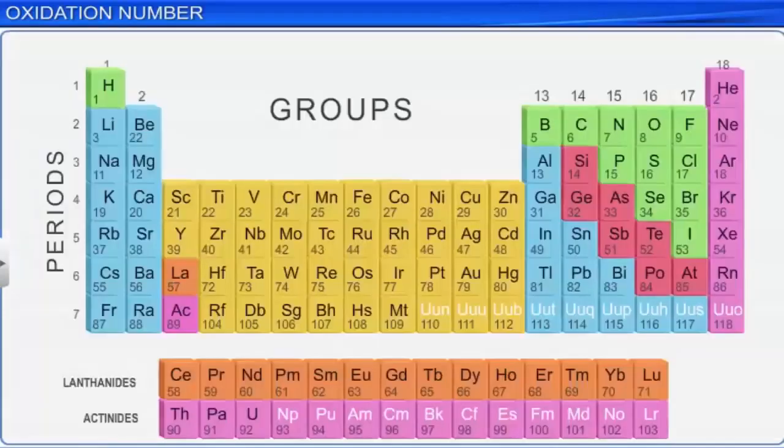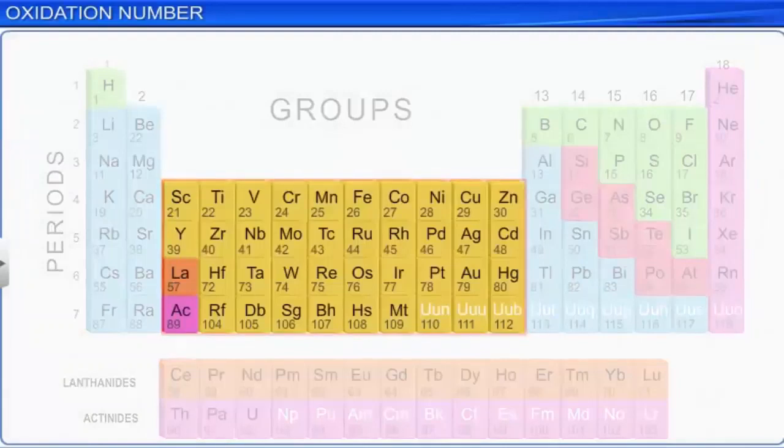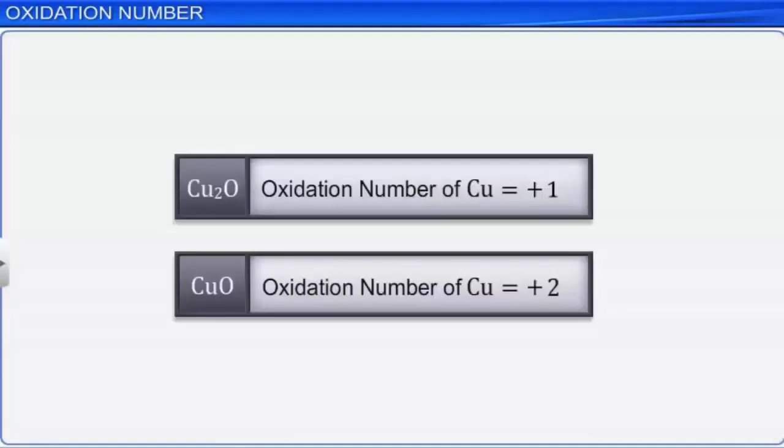We learnt that certain elements exhibit more than one oxidation number. For example, the oxidation number of copper in Cu2O is +1, while the oxidation number in CuO is +2. How is the oxidation number of such elements indicated in a compound?